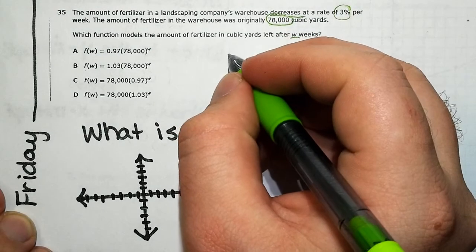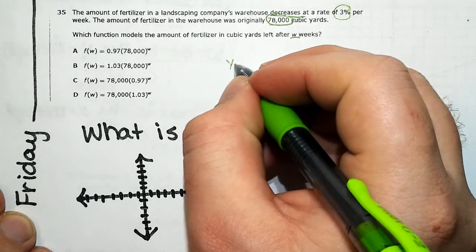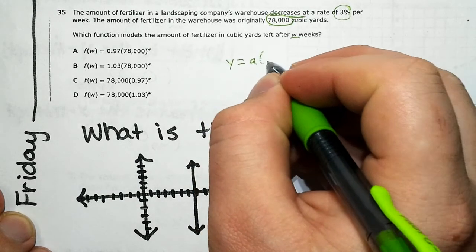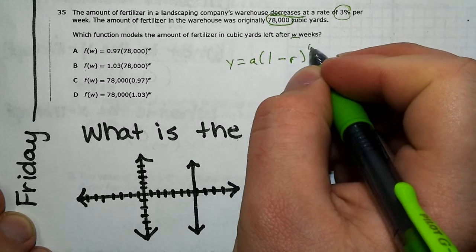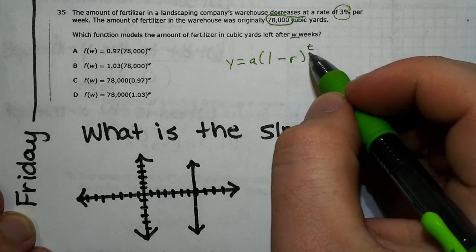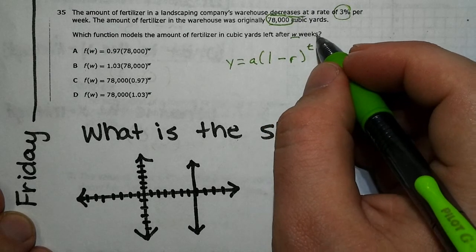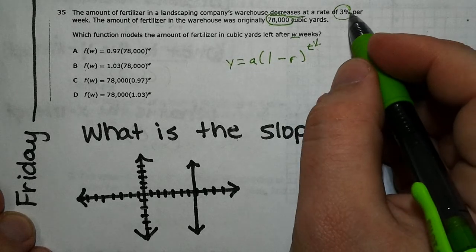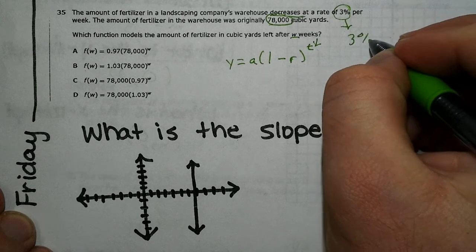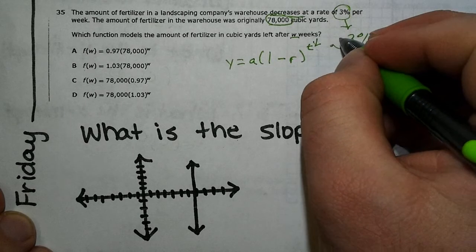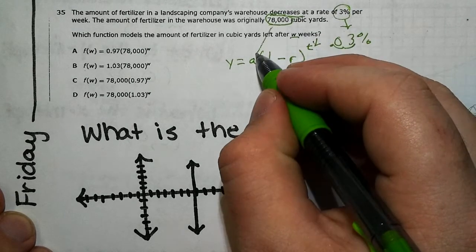So we can use our formula for exponential decay, which is y is equal to a times 1 minus the rate times time, right? Sorry, time is the exponent. Now, this says after W weeks, so we're just replacing that with a W. 3%, we have to change it into a decimal. And our original value was 78,000, so that is our A.